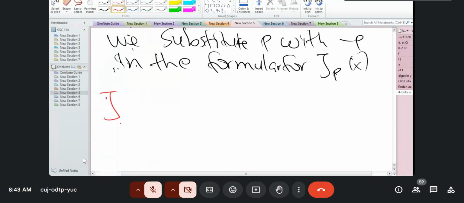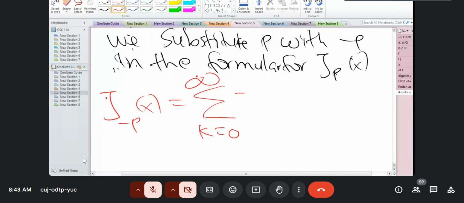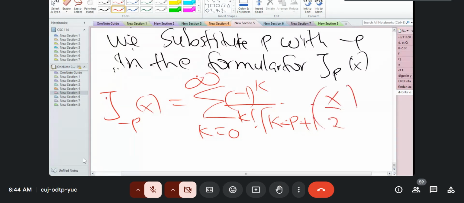So if we are replacing p with minus p, then we have j minus p of x equals the summation from k is 0 to infinity of minus 1 power k over k factorial gamma of k plus p, but p is minus p, so k minus p plus 1, times x over 2 raised to the 2k minus p.